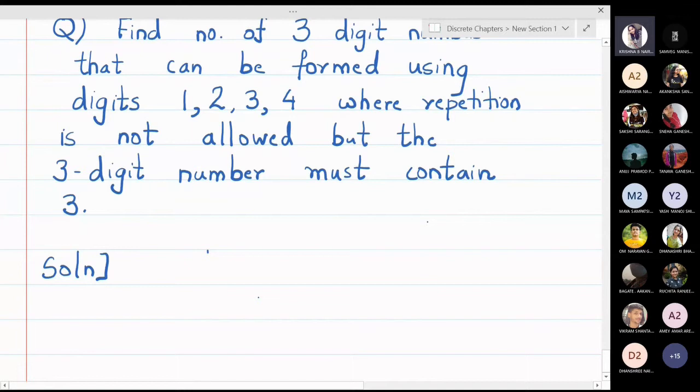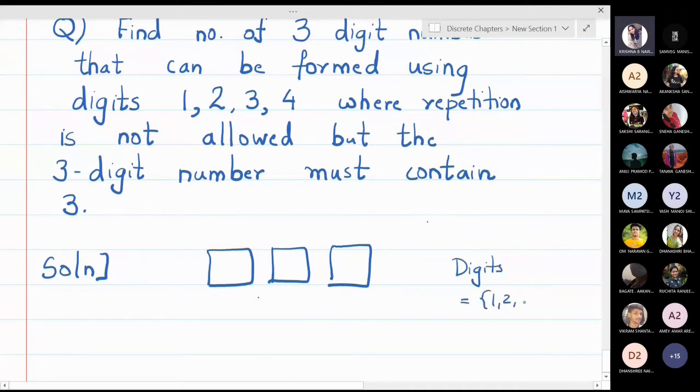So we want a 3-digit number. So I'm making 3 boxes here. Okay, and we want the digits not to repeat. The digits available to us in the problem are 1, 2, 3, and 4. And we don't want repetition, so no repetition is allowed. And the number 3 must occur. Okay, so the number 3 is a compulsion in this 3-digit number.